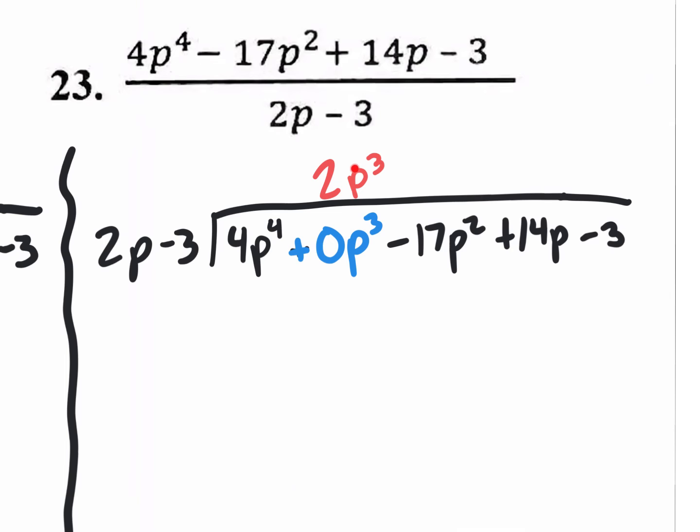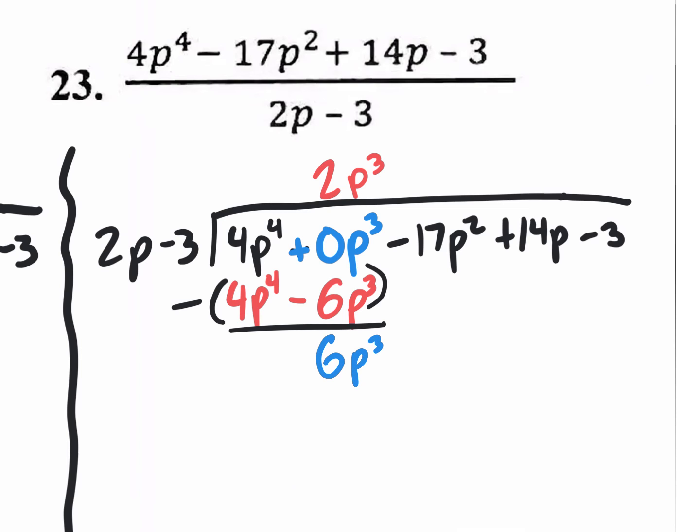Now we're going to distribute 2p to the third times 2p. We said that was 4p to the fourth. 2p to the third times negative 3, that'll be a negative 6p to the third. We are subtracting, put parentheses, put a minus sign. This is really a negative 4p to the fourth that cancels with the positive 4p to the fourth. This negative sign, when you distribute it, becomes positive. 0 plus 6 is 6 of those p's to the thirds.